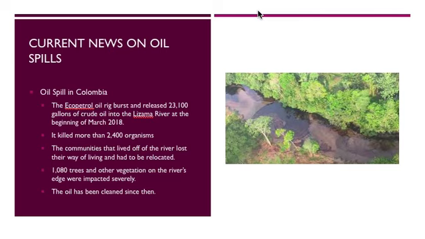Another current oil spill was in Colombia this year. The Ecopetrol oil rig burst and released 23,100 gallons of crude oil into the Lizama River at the beginning of March 2018. It killed more than 2,400 organisms, including fish, reptiles, and birds. The communities that lived off of the river lost their way of living and had to be relocated. Their sustenance came from fish and vegetation in the river. 1,080 trees and other vegetation on the river's edge were impacted severely. However, the oil has been cleaned since then.